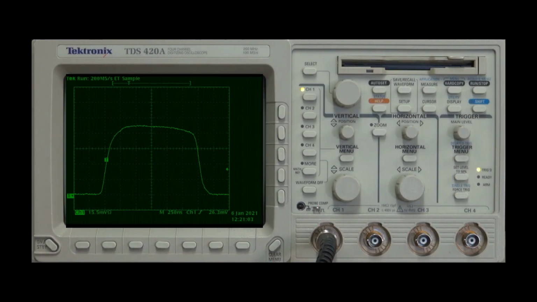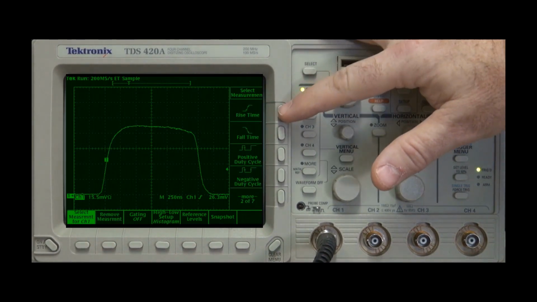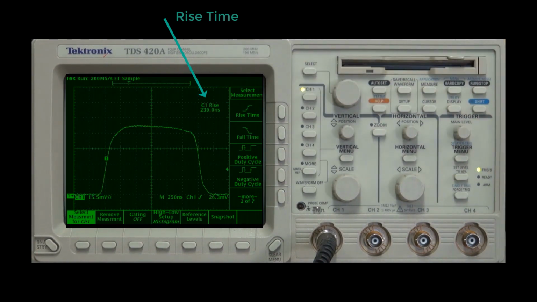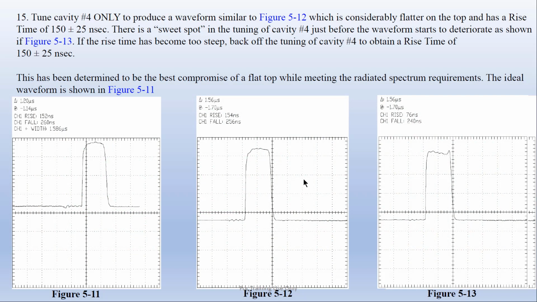And now we'll demonstrate setting up the automatic measurement. First thing we're going to need to do is select the measure menu, and then hit the button for select measurement for channel 1, and then select rise time. And now we're ready to tune cavity number 4 to give us a rise time of 150 nanoseconds, plus or minus 25 nanoseconds.